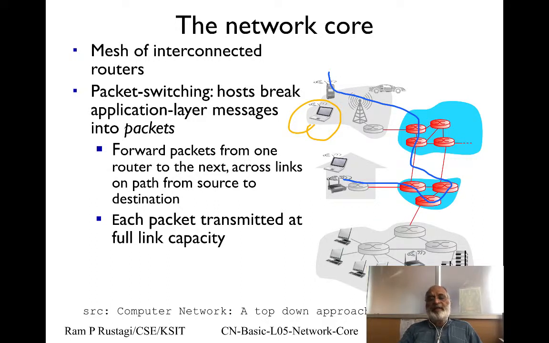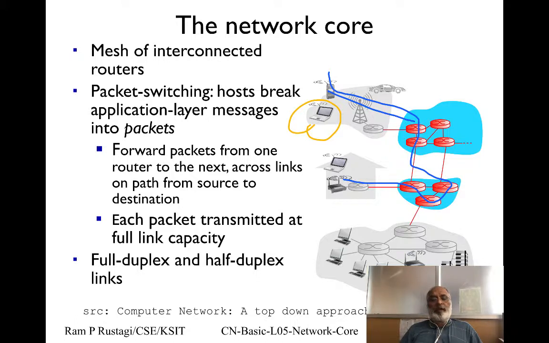Now when the packet is transmitted on a given link, which is a Wi-Fi link, if my capacity is 11 Mbps, it will be transmitted at 11 Mbps, or if I'm using Ethernet, 100 Mbps, it will be transmitted at that 100 Mbps rate. So we transmit each packet, and these links are either half duplex, full duplex, or we can call them simplex as well.